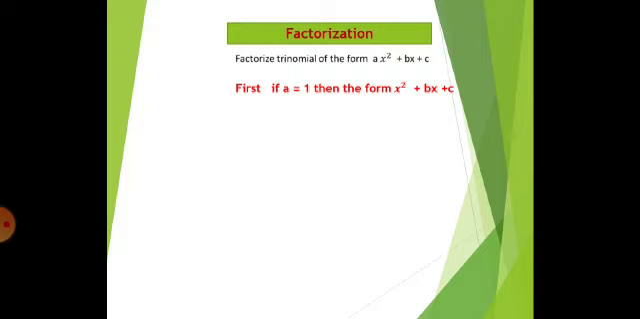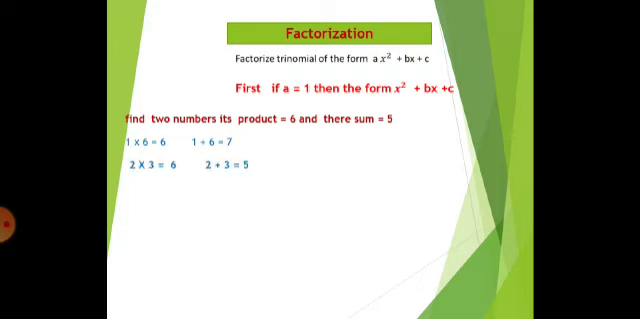Before we start factorizing the trinomial, we want to find the two numbers whose product equals 6 and their sum equals 5. We know 6 equals 6 times 1, but 6 plus 1 equals 7. And 2 times 3 equals 6, and 2 plus 3 equals 5, so the two numbers whose product equals 6 and their sum equals 5 are 2 and 3.